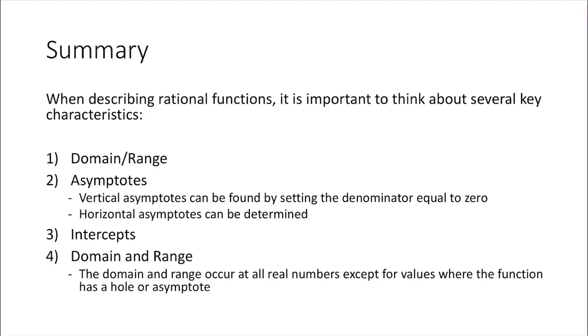So when you're describing rational functions, it's important to think about several key characteristics. You want to think about the domain and range, the asymptotes. So think about vertical and horizontal asymptotes, then identify any intercepts, and then think about the domain and range. Remember, domain and range will include all real numbers except values where the function has a hole or an asymptote.